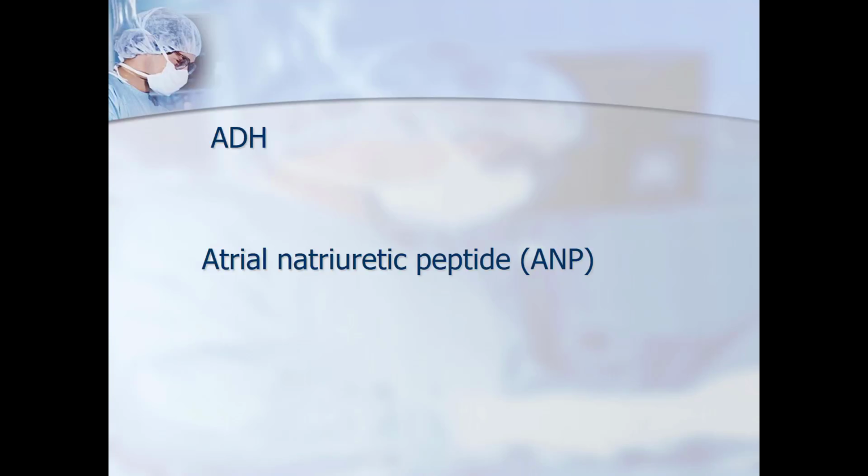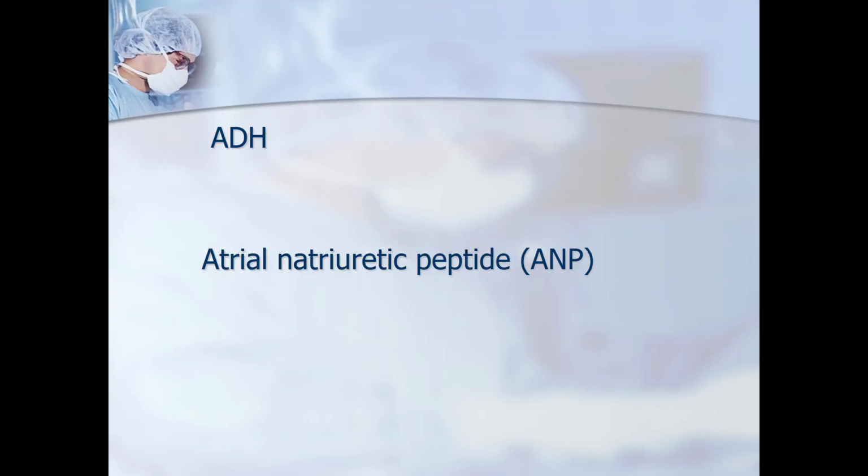Another example is ADH. So if you remember from pathophys and A&P, ADH is antidiuretic hormone. It's produced by the hypothalamus, and it causes, if it's antidiuretic, you're not going to diurese or pee as much. So if you have antidiuretic hormone on board, then it'll cause you to retain water, and you're going to retain also your solutes.